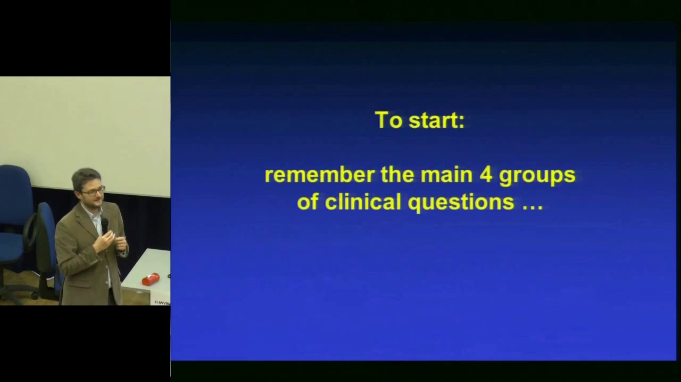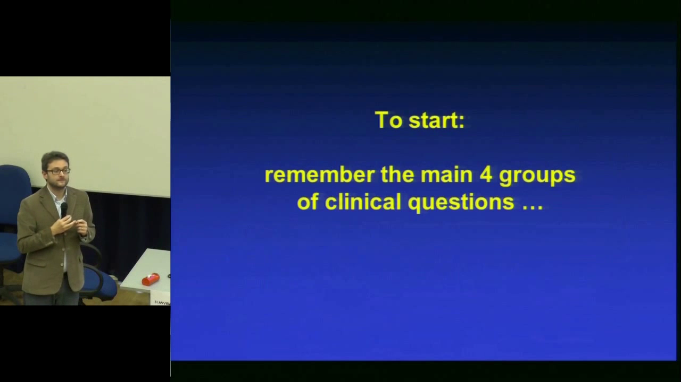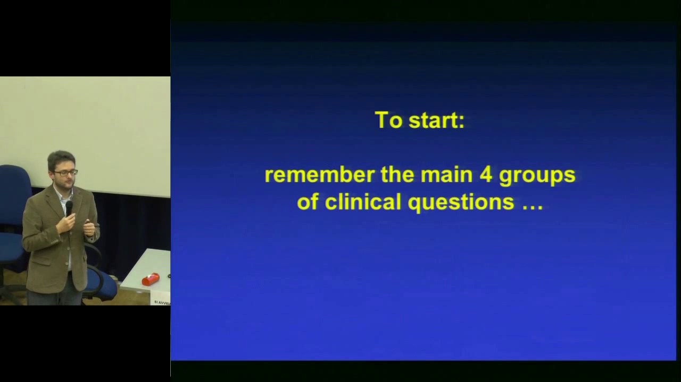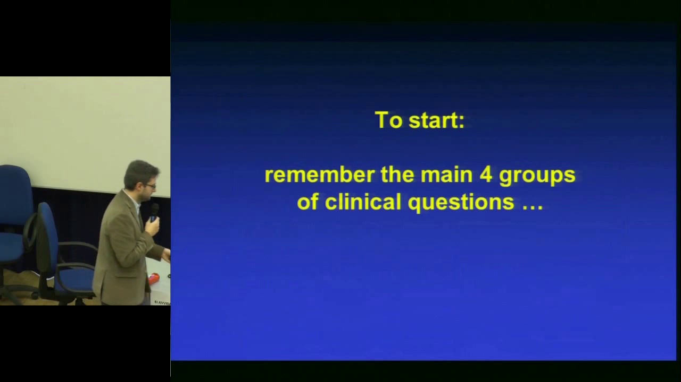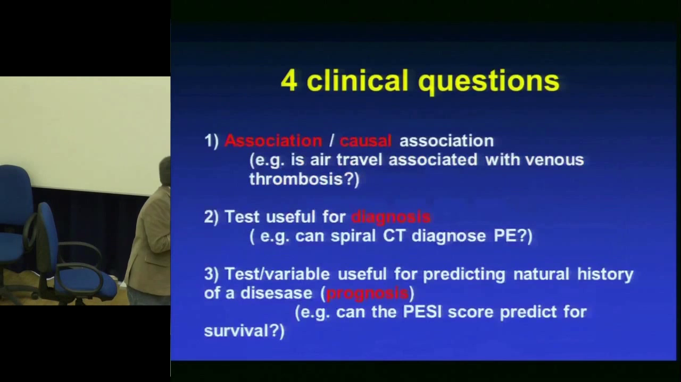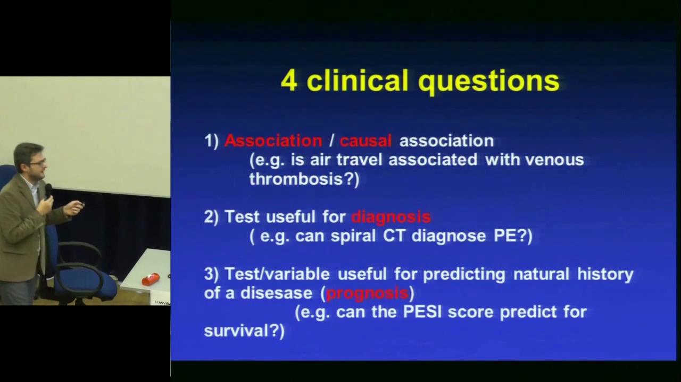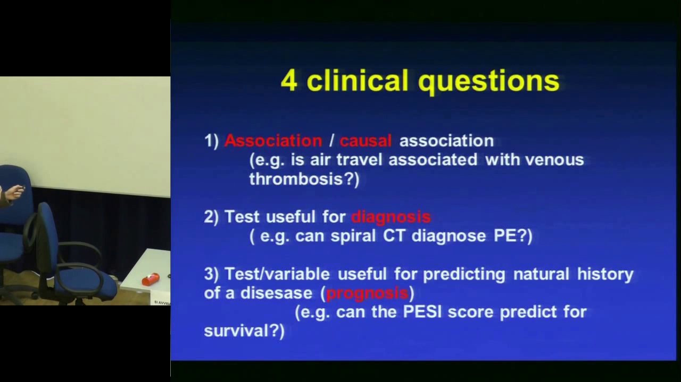Otherwise, we can say why I had this disease. So the etiology, because if I know the cause, I can treat it. So we can have a study about association. We can have a study about diagnosis. We can have a study about prognosis.